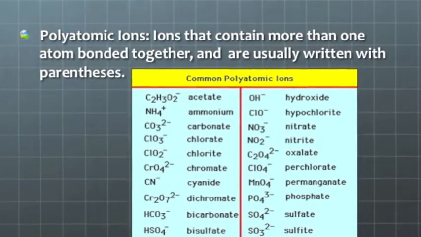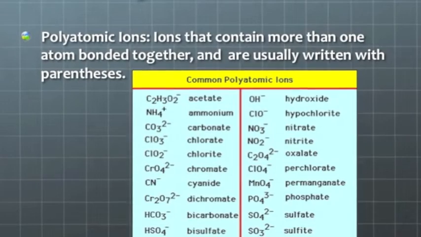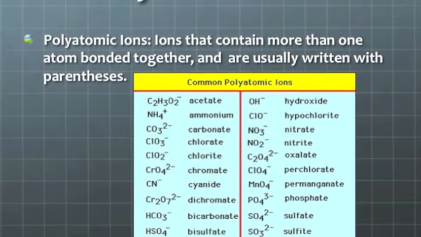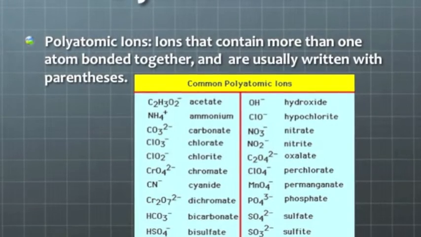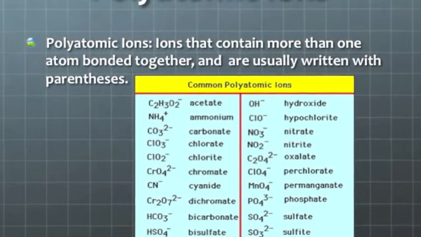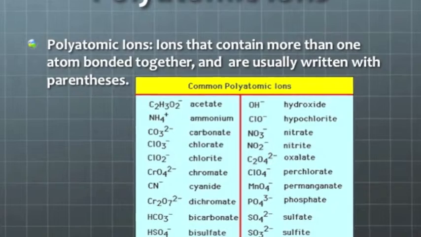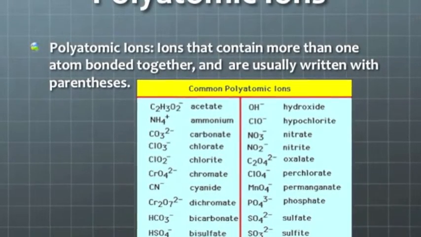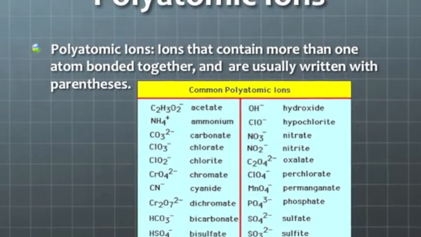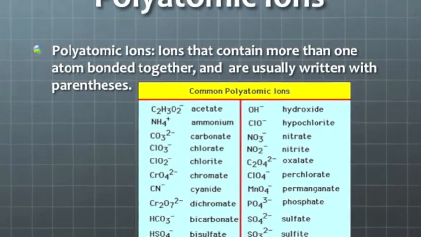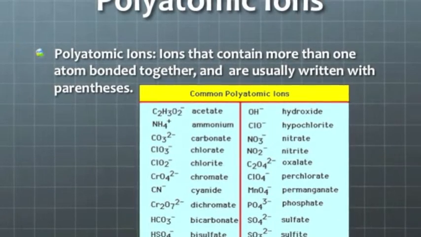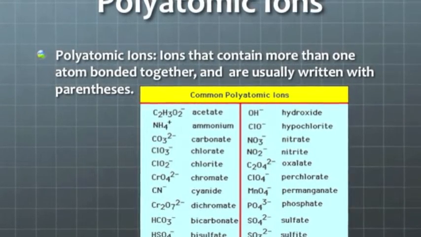Polyatomic ions. Polyatomic ions are ions that contain more than one atom bonded together and are usually written with parentheses. For example, acetate, ammonium, carbonate, chlorate, chlorite, chromate, cyanide, dichromate, bicarbonate, bisulfate, hydroxide, hypochlorite, nitrate, nitrite, perchlorate, permanganate, phosphate, sulfate, and sulfite.